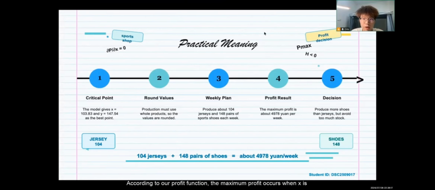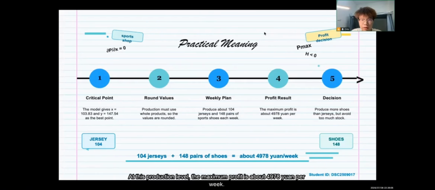This is slide 8. Practical meaning. According to our profit function, the maximum profit occurs when x is approximately 103.83 and y is approximately 147.54. Since x represents the number of jerseys produced each week and y represents the number of pairs of sports shoes produced each week, we round these values to practical whole numbers. This means the company should produce about 104 jerseys and 148 pairs of sports shoes per week.